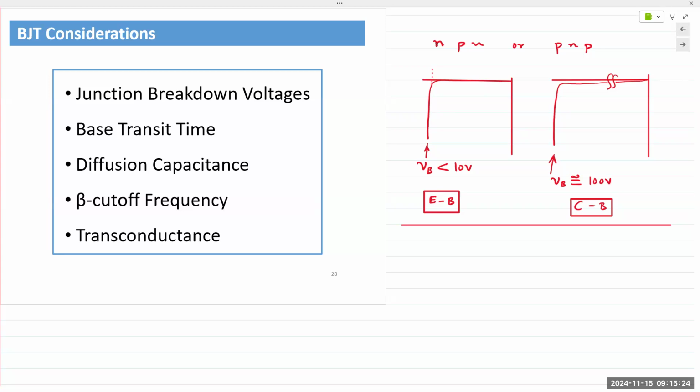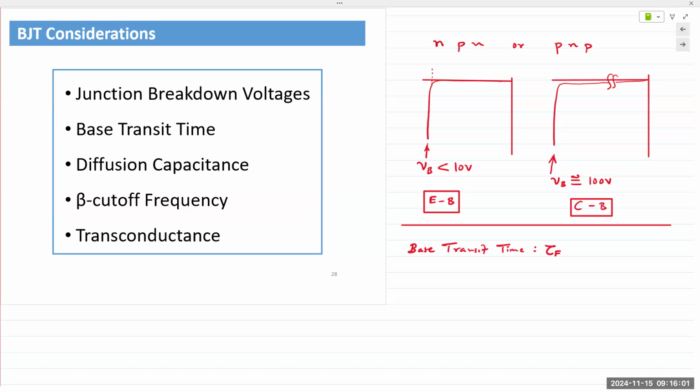So the time it takes for the charge carrier to start from the emitter, transit through the base, and reach the collector is known as the base transit time. And this parameter is important for two specific reasons, which I'll talk about in a minute. The base transit time, also known as the forward transit time, is denoted by tau f.